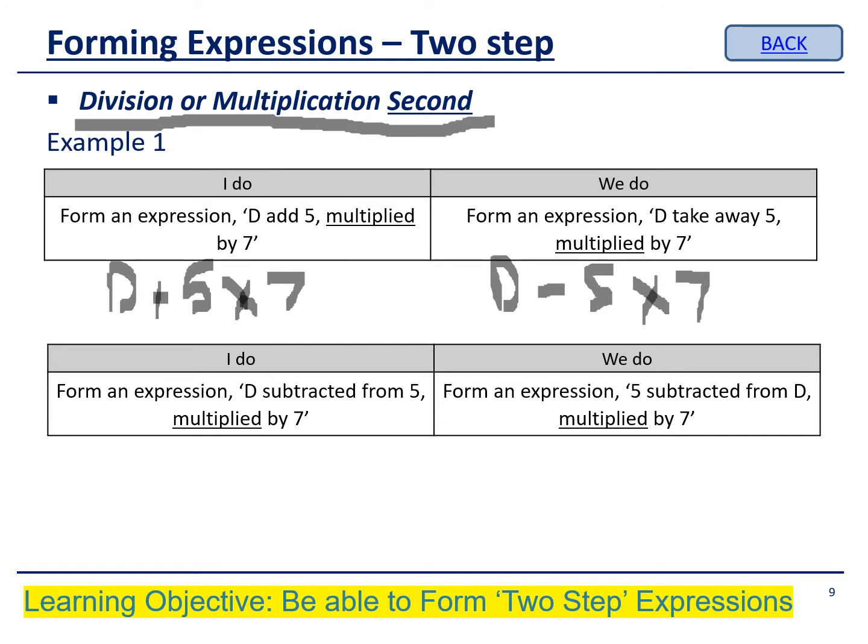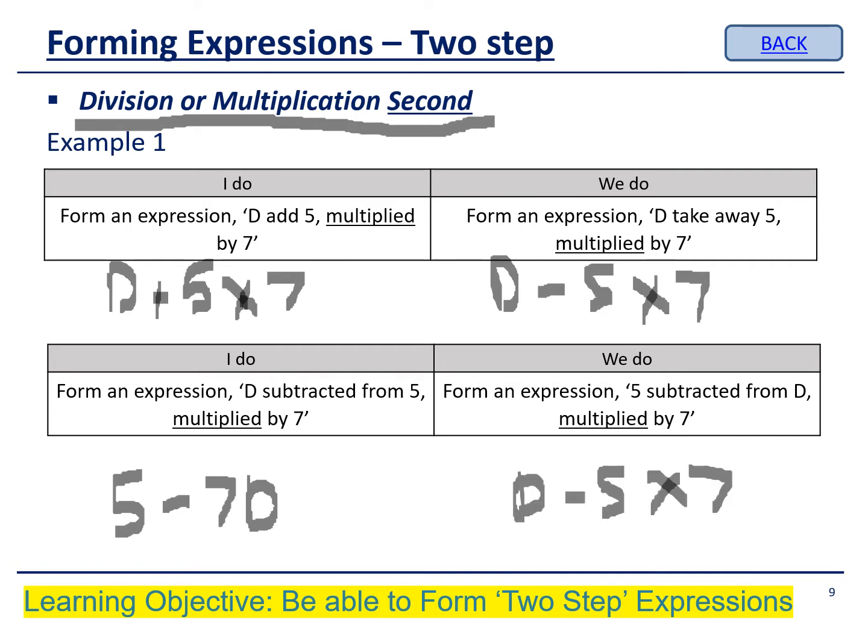So, reading carefully, D subtracted from 5. Well, when it's read like that, it's subtracted from 5. I know that I must start with 5 and subtract D, but it says multiplied by 7. Well, you remember when we were multiplying with our coefficient, the 7 will go there first to show that we're multiplying this d, this variable, 7 times. And that would be our two-step expression there. Please have a go at the we do.